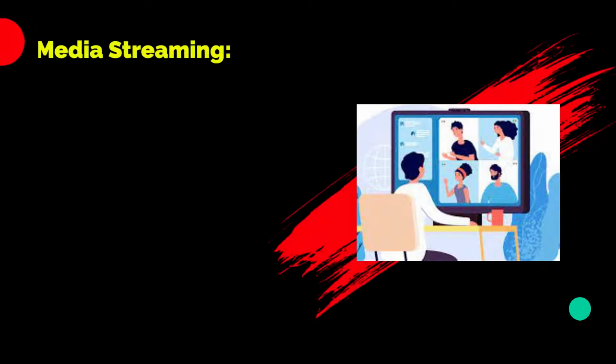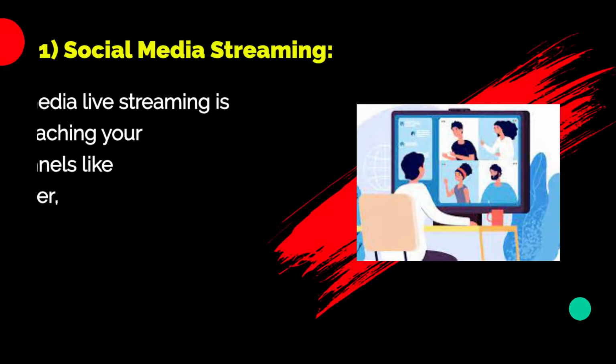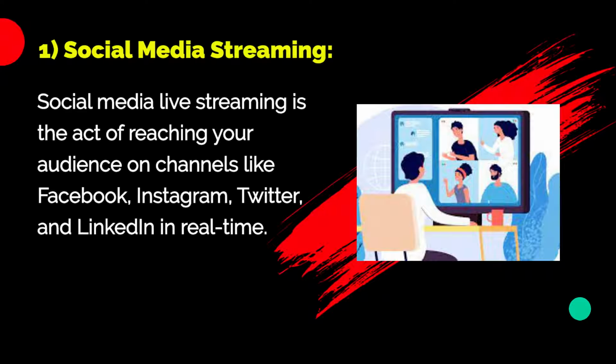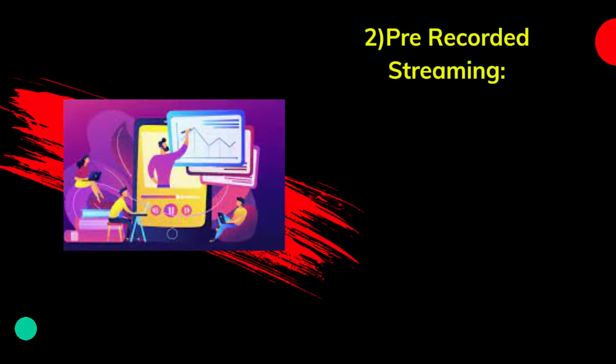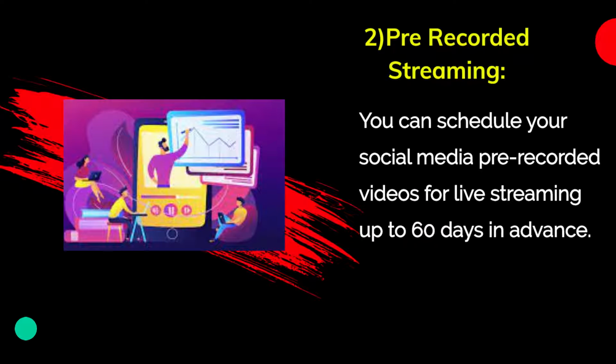First, social media streaming. Social media live streaming is the act of reaching your audience on channels like Facebook, Instagram, Twitter, and LinkedIn in real time. Second, pre-recorded streaming. You can schedule your social media pre-recorded videos for live streaming up to 60 days in advance.